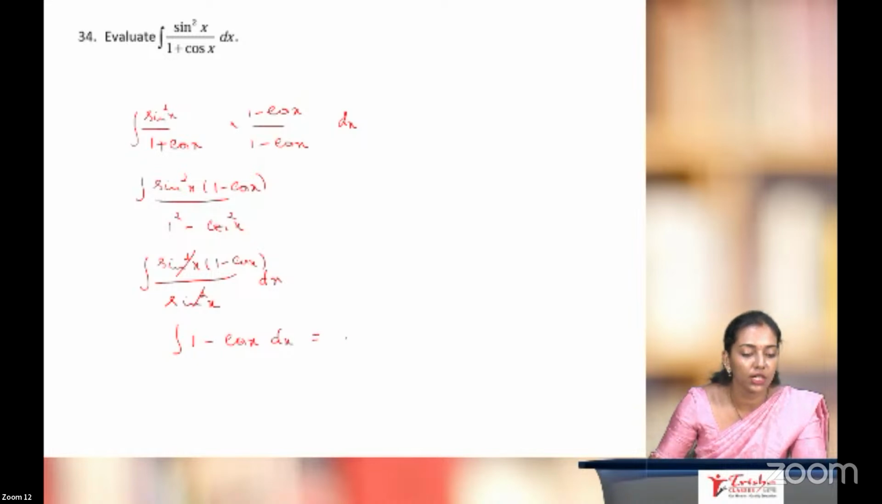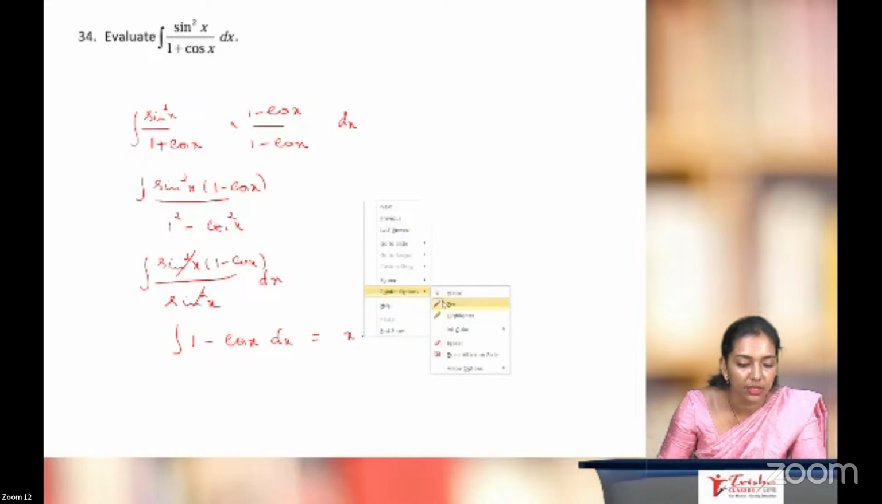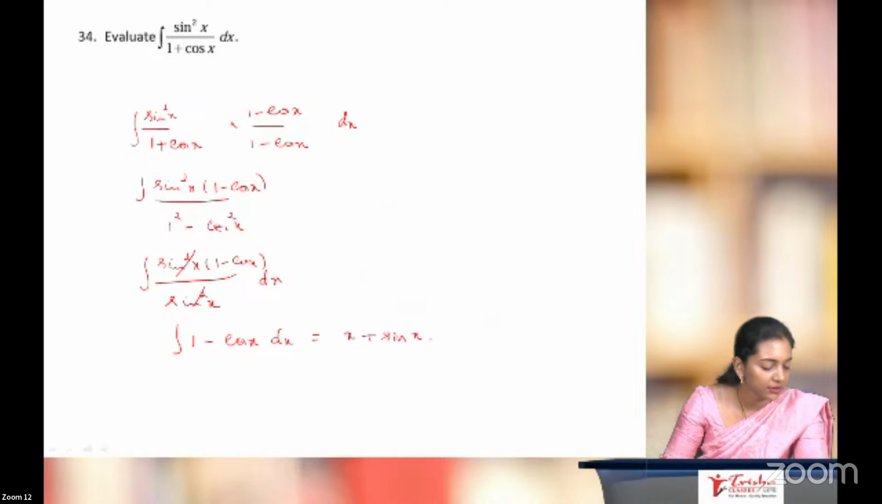So the integral of 1 is x, and the integral of cos x is sine x. So here it is minus, plus c. Sorry, it is x minus sine x plus c.